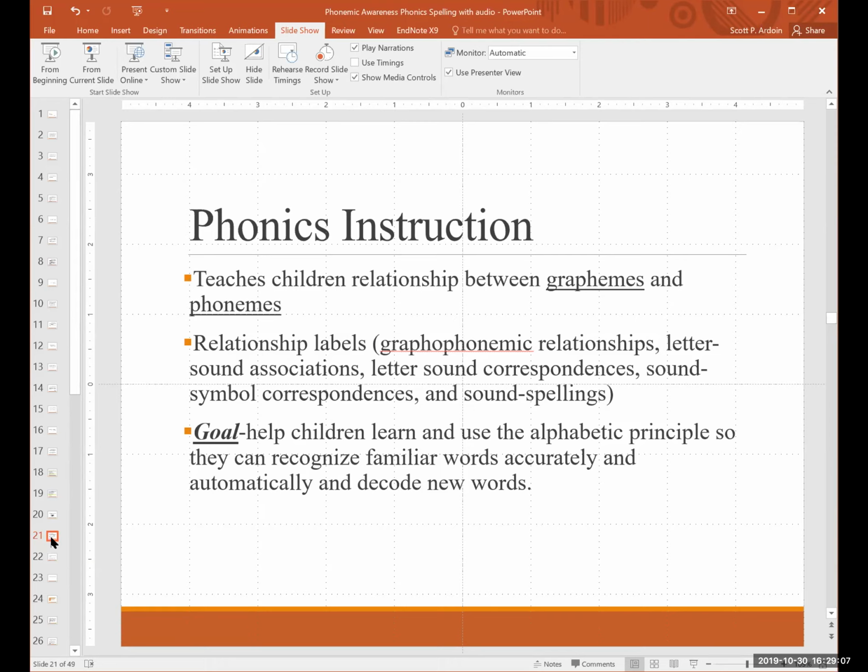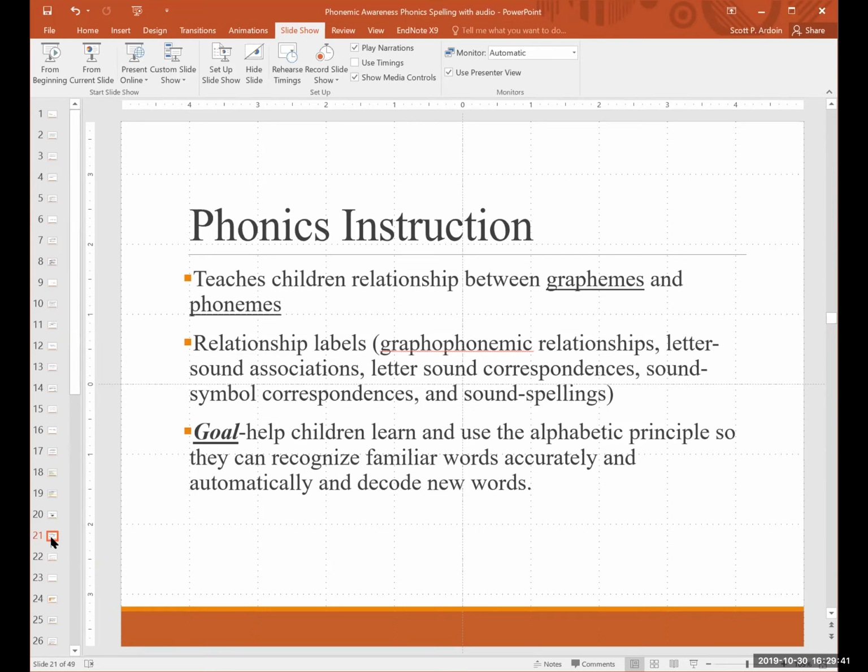The goal is that we're helping children to learn and use the alphabetic principle so they can recognize familiar words accurately and automatically and decode new words. So we teach phonics so that students can read words in text accurately. They read those words accurately repeatedly, which helps them to understand the text, and they also get rewarded for understanding the text, as well as praised by parents and so forth.